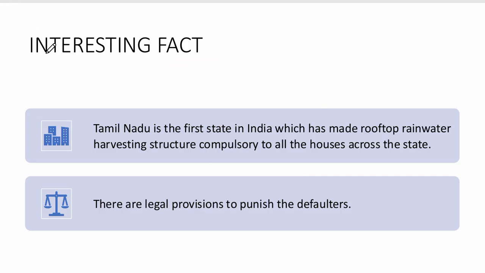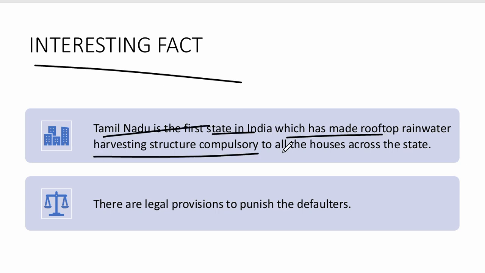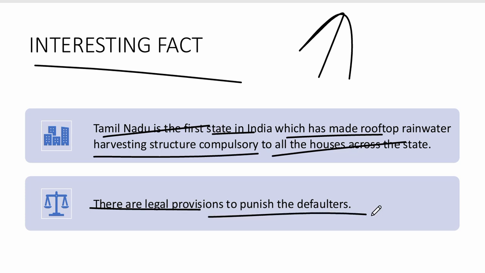Let us know an interesting fact. Tamil Nadu is the first state in India which has made rooftop rainwater harvesting structures compulsory for all houses, as we already talked about in the above structure. There are legal provisions to punish defaulters.